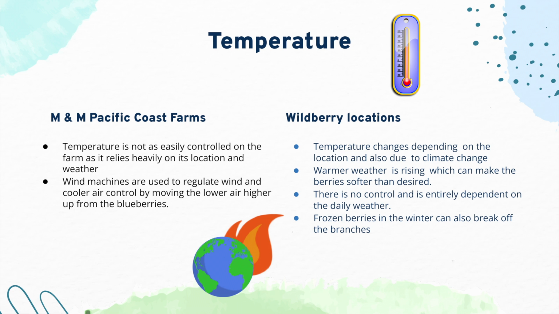Blueberries in the wild will only grow in the temperature range that they are comfortable with, and this is clearly due to the fact that there is no artificial manipulation of the environment. The optimal range for blueberries in the wild is somewhere between 18 to 26 degrees Celsius.